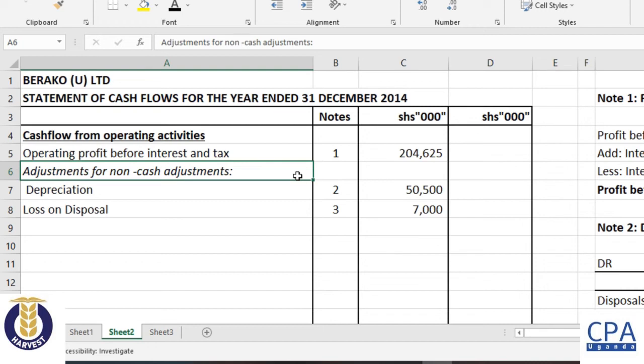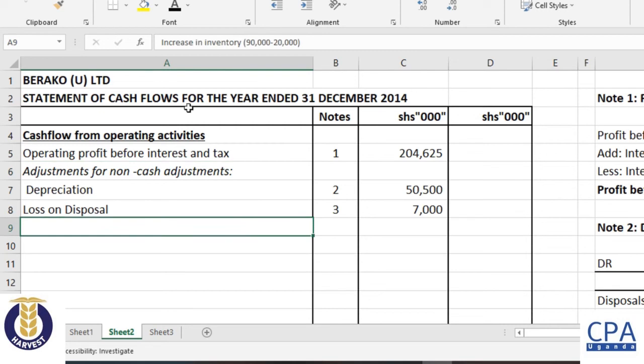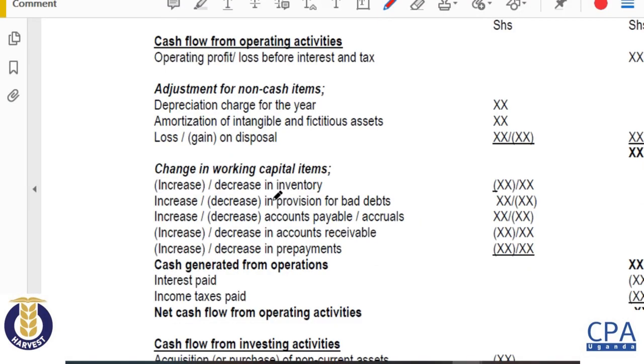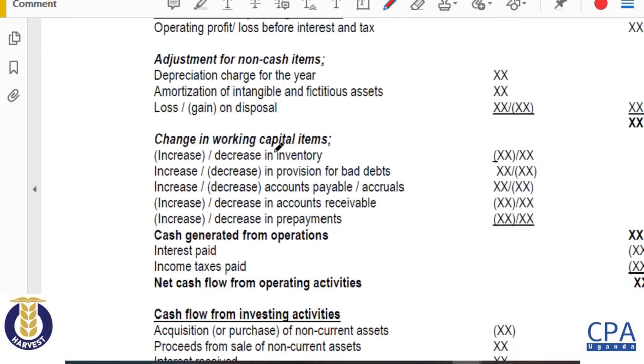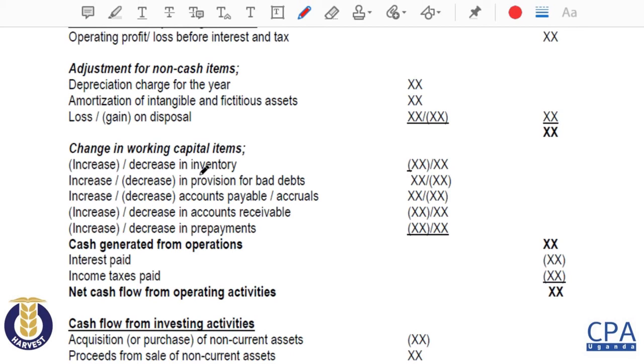And following our format, after we have made adjustments for non-cash items, we now move into the working capital items. As per our format, we need to look under the working capital items. We need to consider movement in inventories, movement in payables, accruals, movement in accounts receivables, and prepayments.